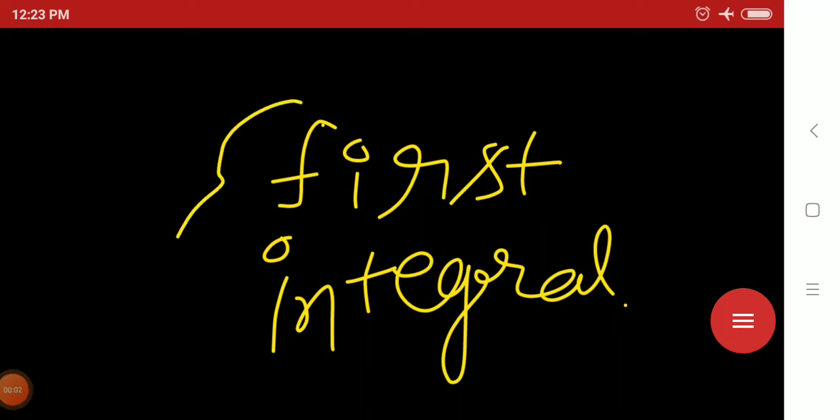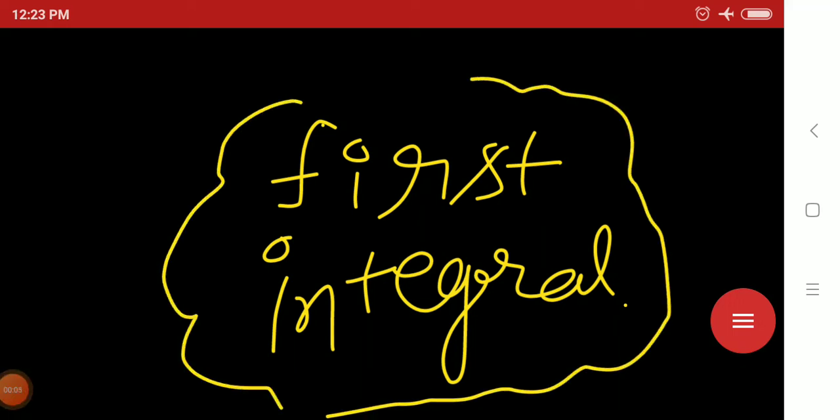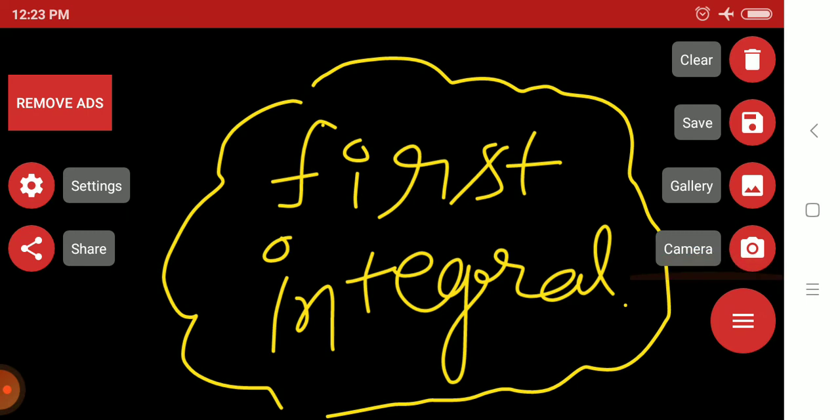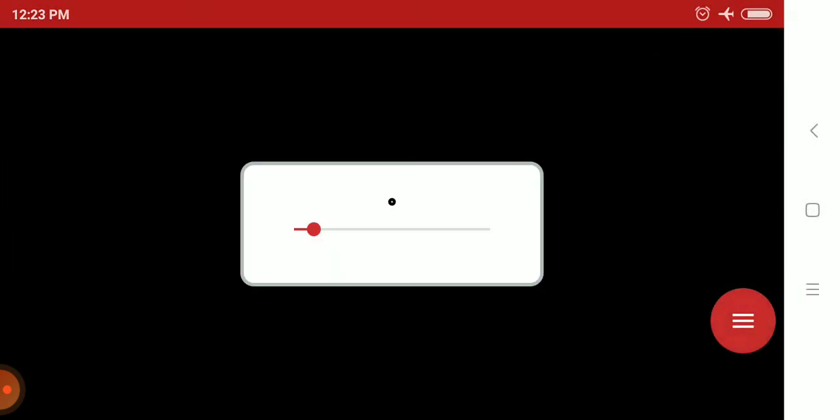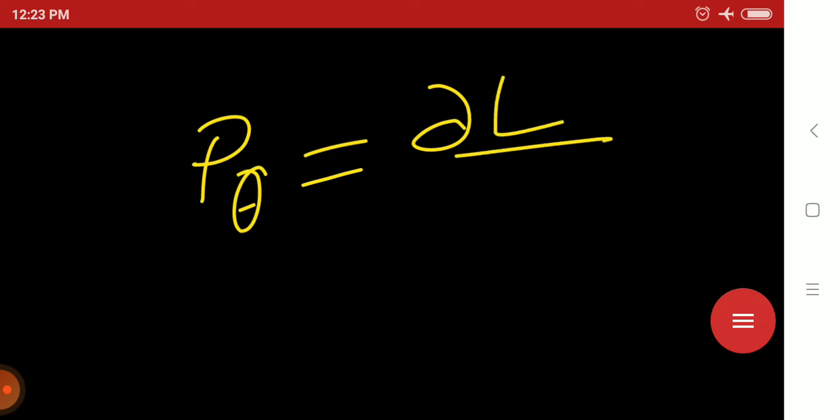Today we will continue our discussion from our previous video, where we ended with an equation. We are discussing the central force motion. Today we will discuss the first integral of motion. In our last video, I discussed the central force: what is central force, an introduction to central force, and the equation of motion under central force.